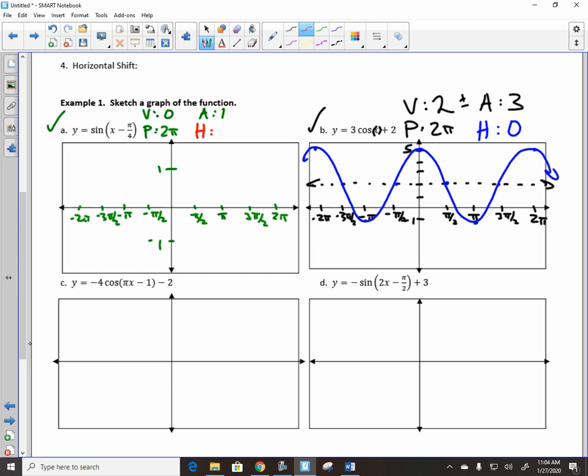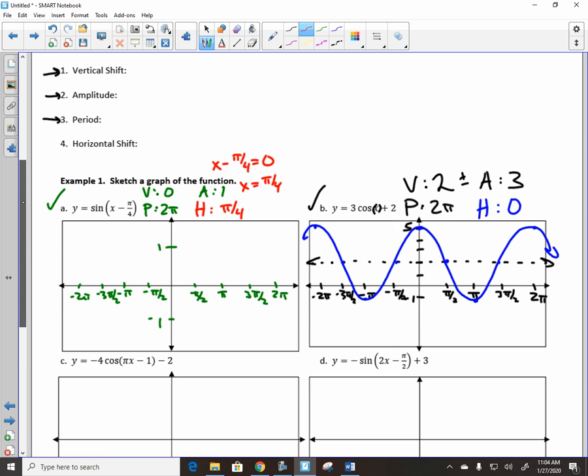Horizontal shift. I take the inside and solve it equal to 0. x minus pi over 4 is equal to 0. So x equals pi over 4. So the horizontal shift is pi over 4. Now, before we actually sketch this graph, before we do the horizontal shift, I encourage everybody at this point to pause and sketch a ghost graph.